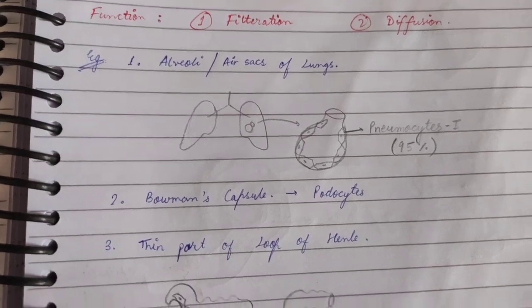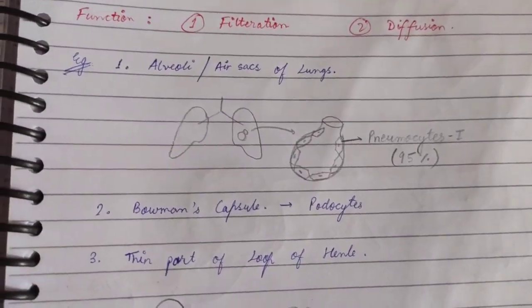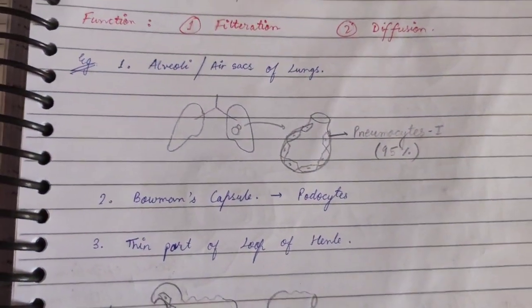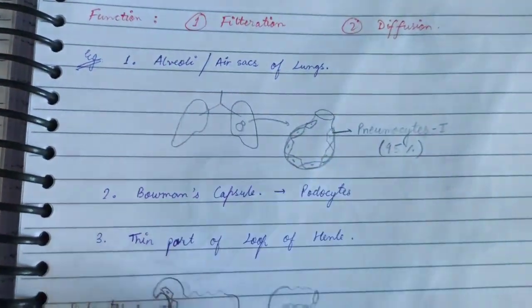Now let us see the diagrams, which will help us to visualize even more. See, in the alveoli or air sacs of lungs, this is the structure where pneumocytes type 1 are present.